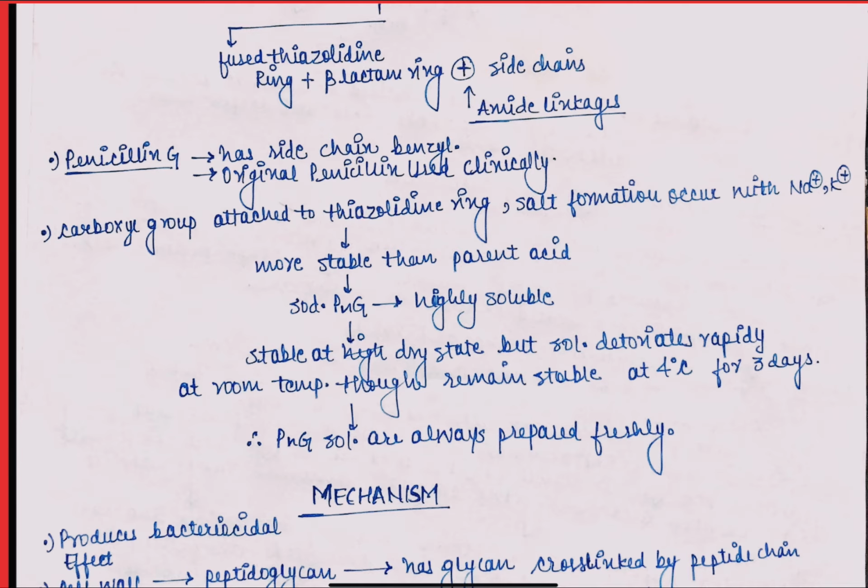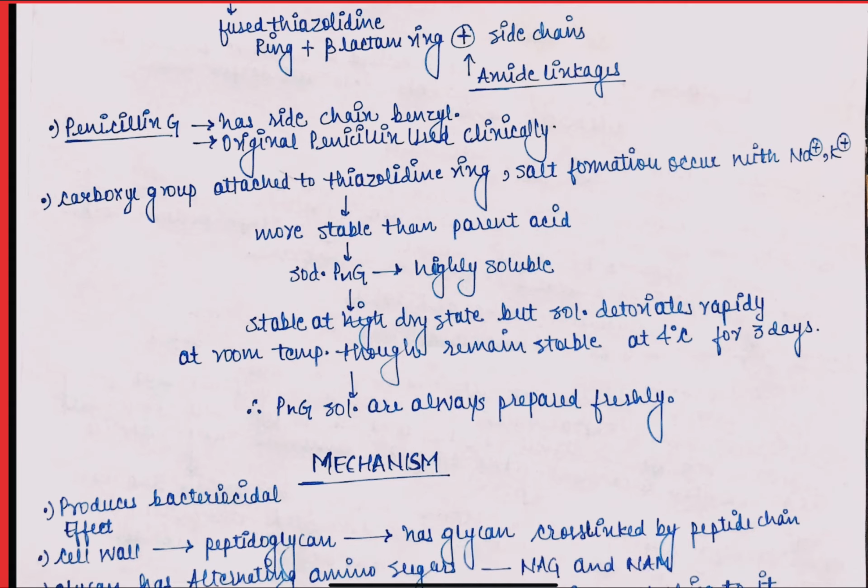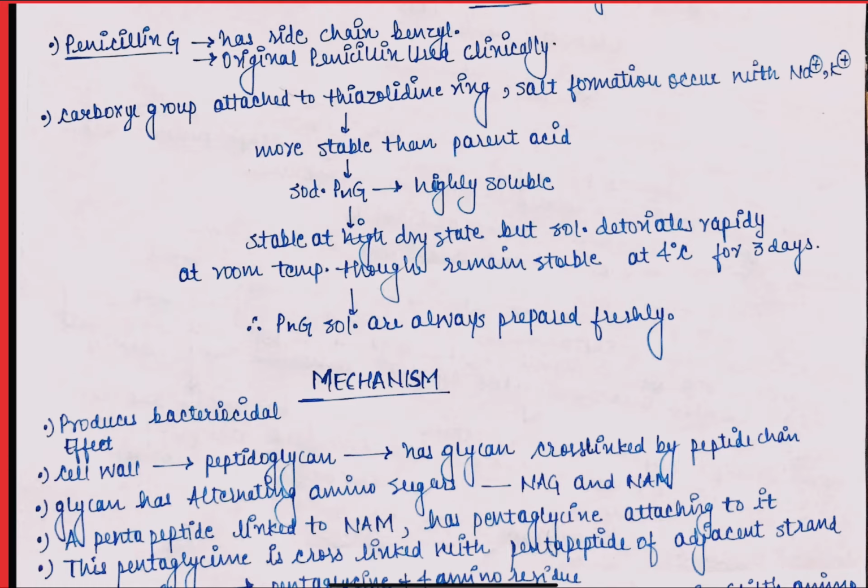profiles. So at the carboxyl group attached to the thiazolidine ring, salt formation occurs with sodium and potassium, and the salt that is formed is more stable than the parent acid, which was 6-aminopenicillanic acid. So sodium penicillin G is very highly soluble, and it is stable in the dry state, but the solution deteriorates rapidly at room temperature, though it remains stable at 4 degrees Celsius for 3 days. So penicillin solutions are always prepared freshly.